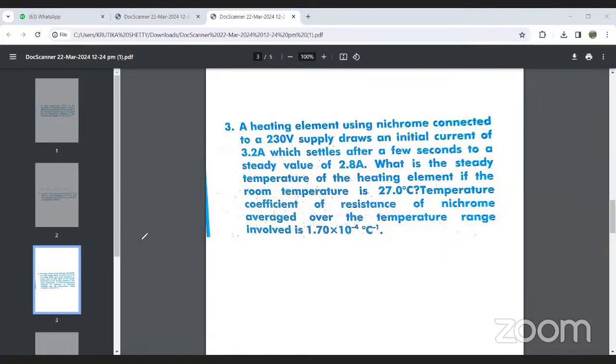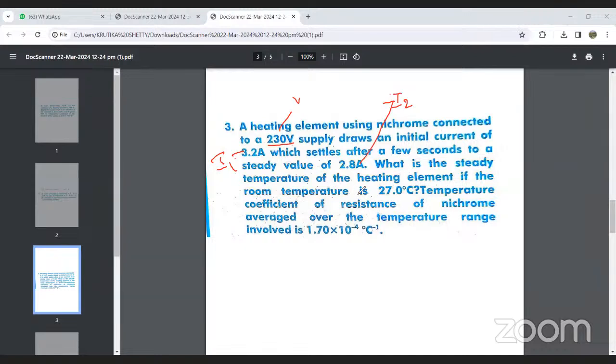Other than that, what all have they given? See, a heating element using nichrome connected to a 230 volt supply. So the 230 volt supply draws an initial current. You can consider this as I1. This is your V value, which settles after a few seconds to a steady value of I2. This is your I2.